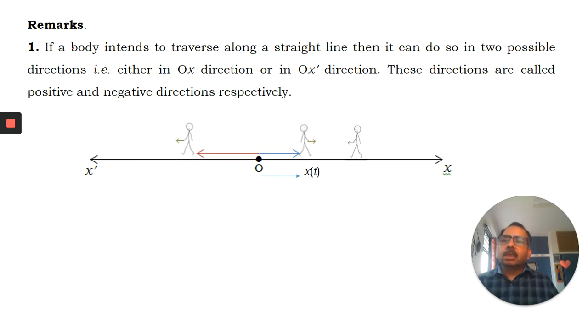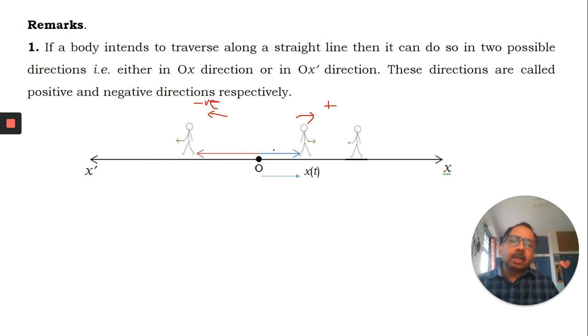Now some remarks. If a body intends to traverse along a straight line, then it can do so in two possible directions. Suppose a body wants to move in a straight line, then it can go either in this direction or it can go in this direction. We will represent one direction with plus sign, so here the displacement will be taken positive and the other will be negative for the displacement.